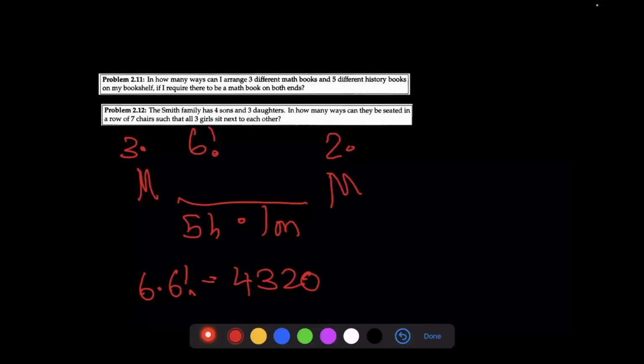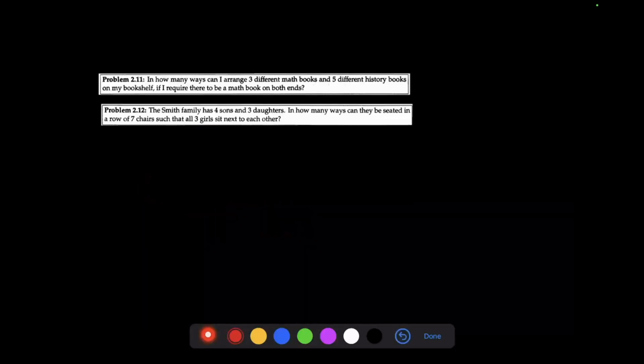Now let's revisit the Smith family again. And this time, we're going to have a restriction. The Smith family has 4 sons and 3 daughters. How many ways can they be seated in a row of 7 chairs, such that all 3 girls sit next to each other?